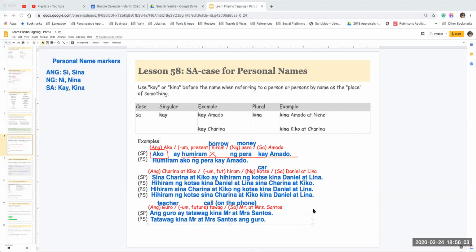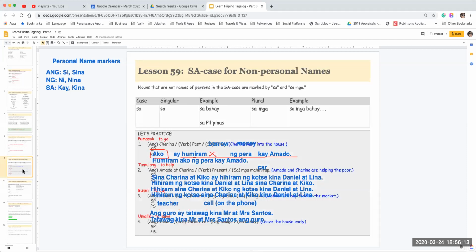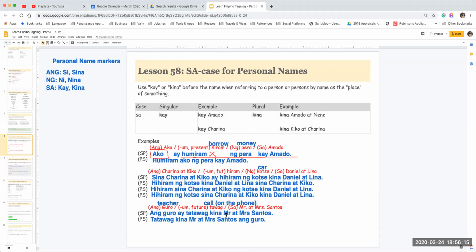Let's try. Now let's try to change. Okay, we're gonna go to the next page. So let me explain this to you. Again, because the last sentence, ang guro ay tatawag kina Mr. and Mrs. Santos, you can do the rest like how you did here.